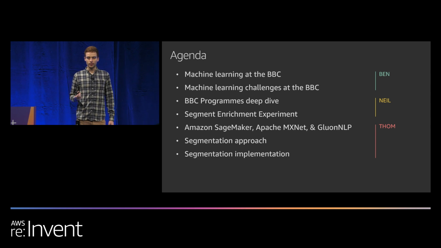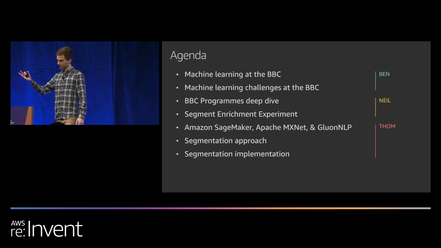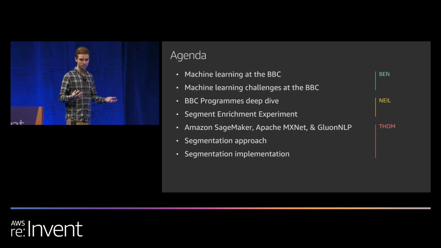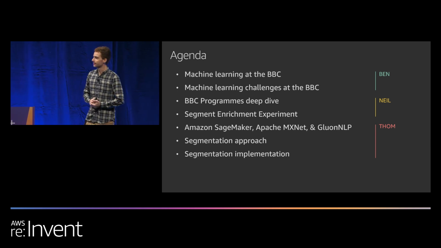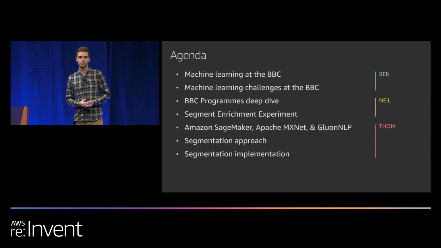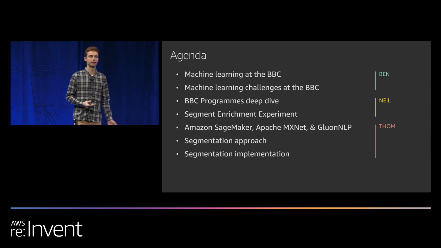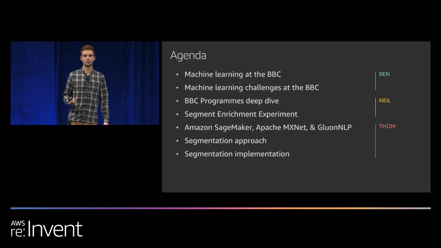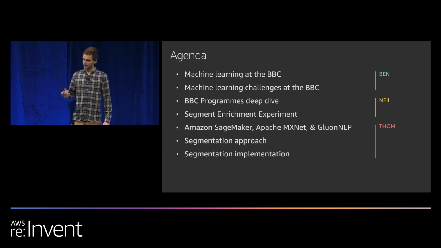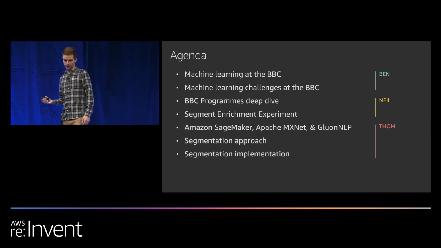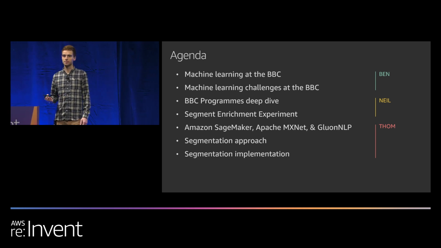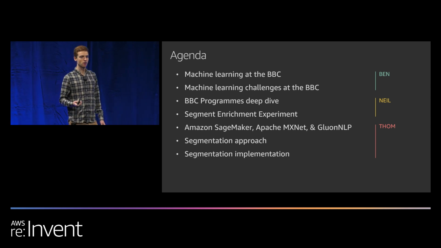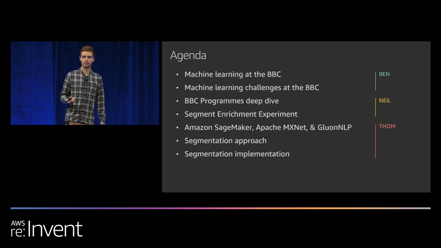So I'm here today with Ben and Neil, who are just over on the side of the screen there. And they're from the BBC. So Ben is a lead data scientist, and he's going to introduce and give some context around machine learning at the BBC, and then specifically talk about some of the challenges that the BBC faces regarding that. Then he's going to hand over to Neil, who's going to give us a deep dive on the BBC programs team, and specifically give us details on the segment enrichment experiment that was done for text segmentation.